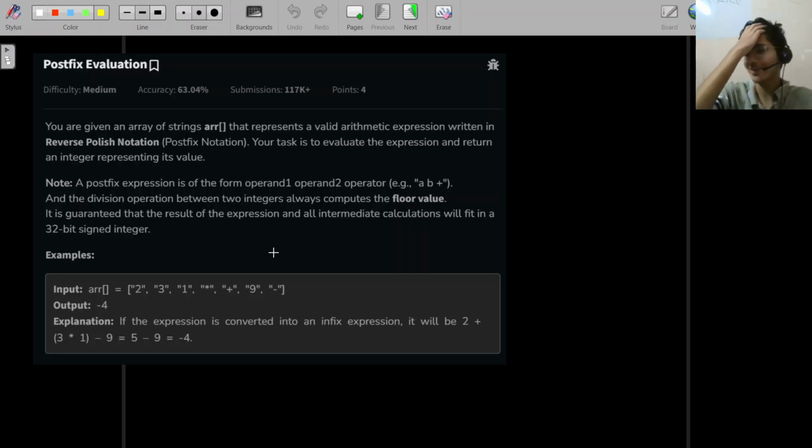That's all for today. Let's try to get into this problem: Postfix Evaluation. This is an interesting problem. It comes as the GFG Problem of the Day today. So let's try to see.